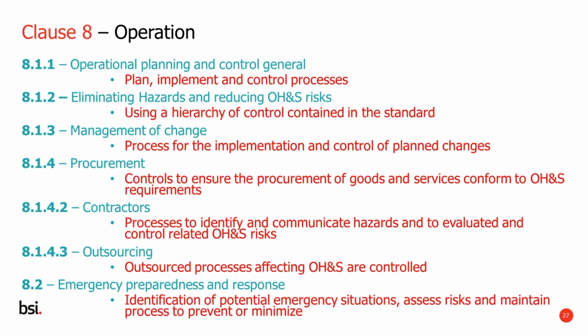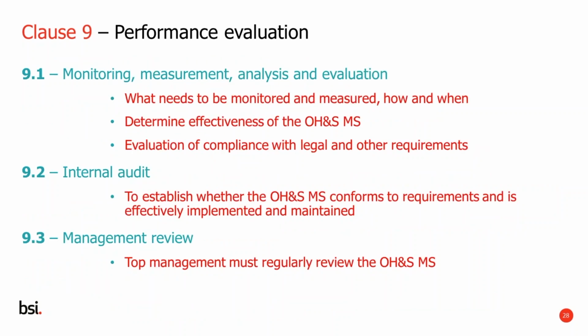And then it's got a whole clause on procurement and supply chain management, basically. How do you select your contractors? How do you outsource? And what kind of activities do you outsource? How do you control that? And then you've got emergency preparedness and response, which is very similar to what it is in 18001. So the emphasis here is on the management of change, the procurement, the management of contractors, as well as outsourcing. So if you're weak on that in your 18001, this is where you need to focus your resources to address.